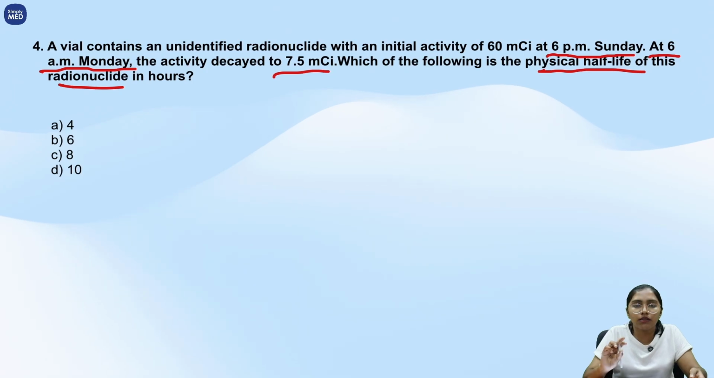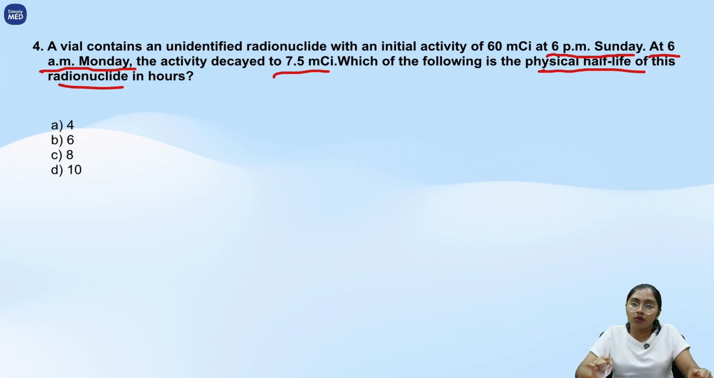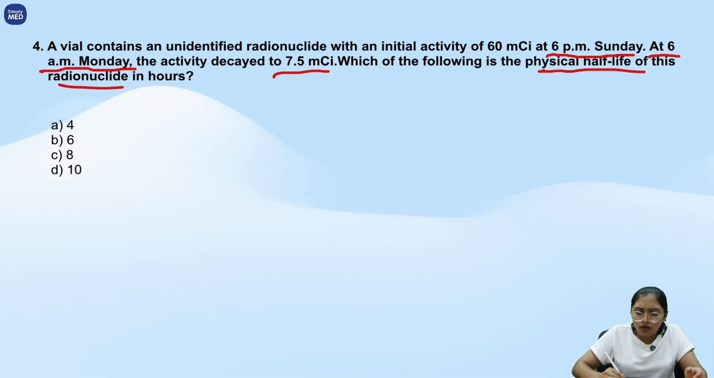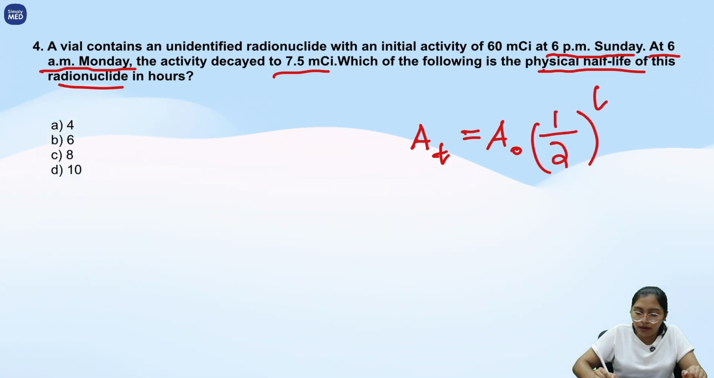Here the question is a little twisted. We were finding the final activity till now, but in this question the final activity is given, the initial activity is given, and the time taken is also given. We have to find the half-life. We can use the same equation itself, we just have to substitute the values. A_t is equal to A naught into 1 by 2 raised to t by t half.